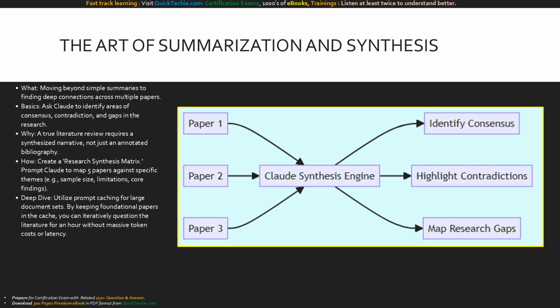Anyone can write an annotated bibliography, but a true literature review requires you to synthesize a cohesive narrative out of disparate sources. This means finding the hidden threads. You must prompt Claude to identify areas of consensus, highlight glaring contradictions, and pinpoint gaps in the existing research. How do we do this practically? We use a research synthesis matrix. You upload your papers and prompt Claude to create a table mapping each paper against specific variables like methodology, sample size, limitations, and core findings.